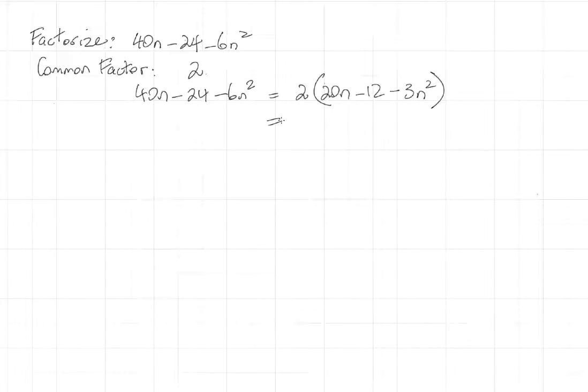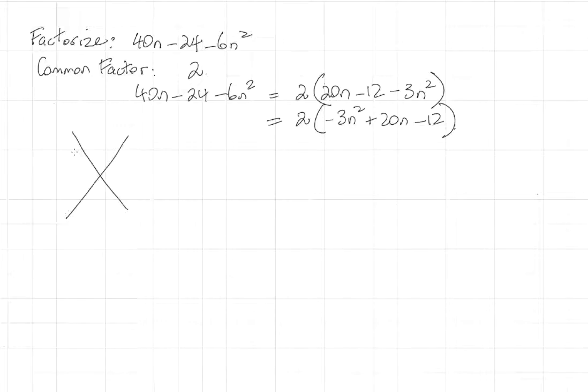We've now got 2 factors, but we can factorise this one even further by using the cross method. So the one in brackets here, we're going to use the cross method. Now, before we do that, we probably should rearrange this and get the highest power first, so minus 3n squared plus 20n minus 12.